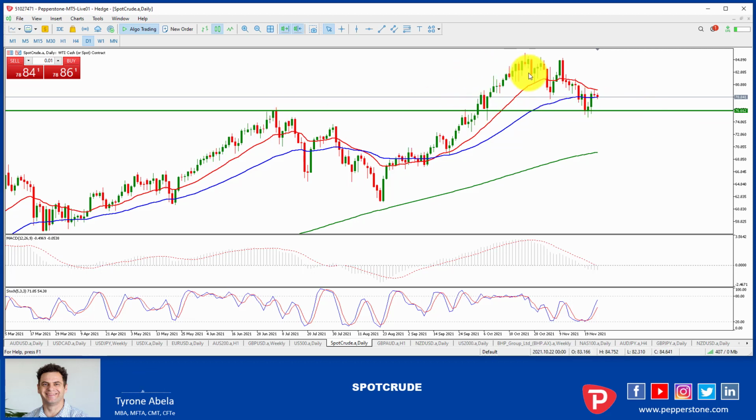So you can see it's pulled back to the exact level that we would have wanted it to, which is the role reversal zone, support becoming resistance and resistance becoming support, as we know. So this was the resistance that we're talking about. Now we've got the support. We've already had that bounce. It's finding itself trapped between the two moving averages now, which is the 50 and the 20 moving average.